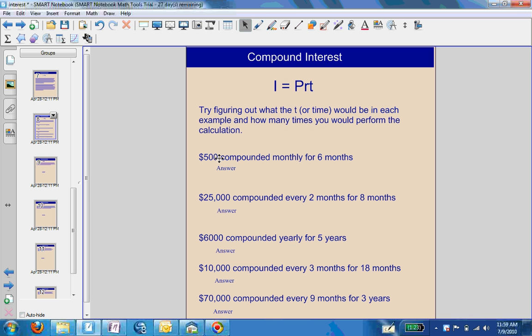So if I have $500 compounded monthly for 6 months, that means our T is going to be the monthly. So that would be 1 over 12. And we're going to do it for 6 months, so we would do it 6 times.